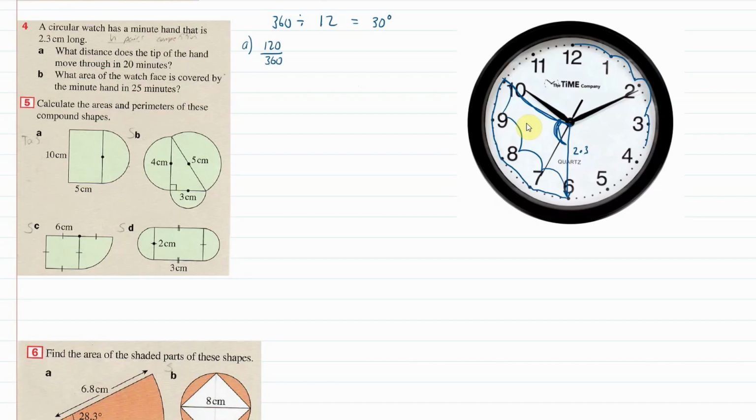And we want to find the distance that it has moved. So this is the arc length. So pi times d. Now d in this case is going to be double the radius, which is the length of the hand. So we're going to times it by 4.6. So 120 over 360 times 4.6 times pi gives us 23/15 pi, which is equal to 4.82.